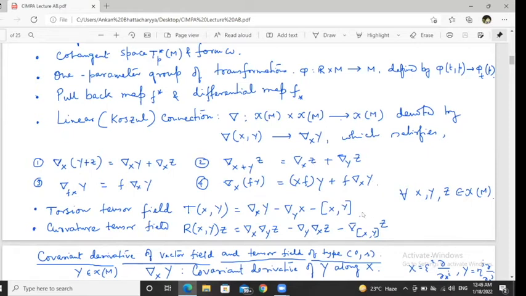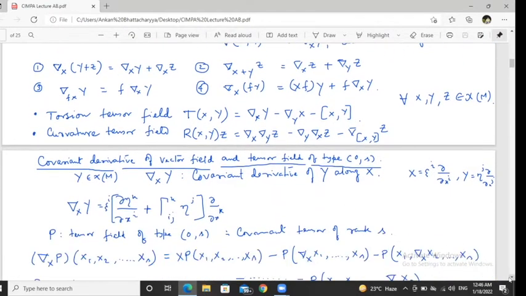We also have the concept of the torsion tensor field, T(X,Y) = ∇_X Y − ∇_Y X − [X,Y], and the curvature tensor field R(X,Y)Z, which is given by second-order derivatives. The curvature can be obtained from the second-order derivative of these vector fields. These are the well-known concepts we have in our mind.